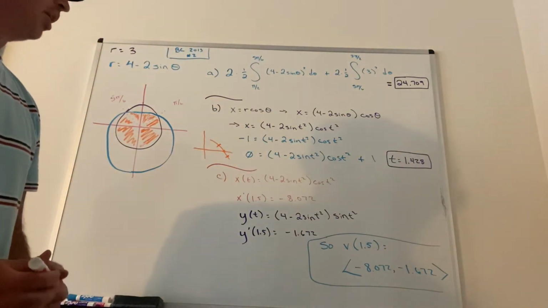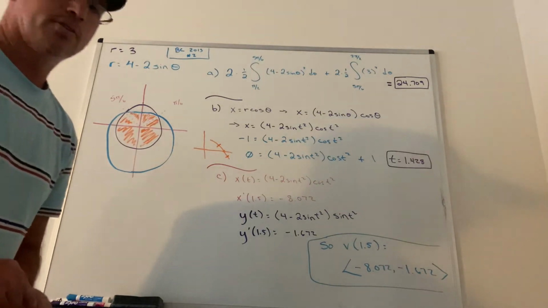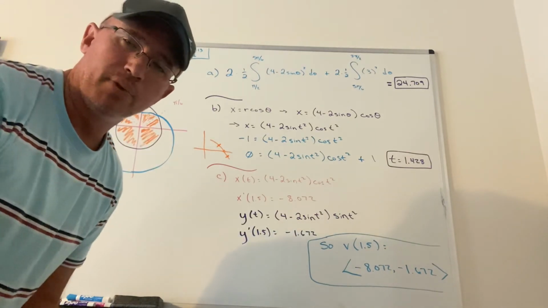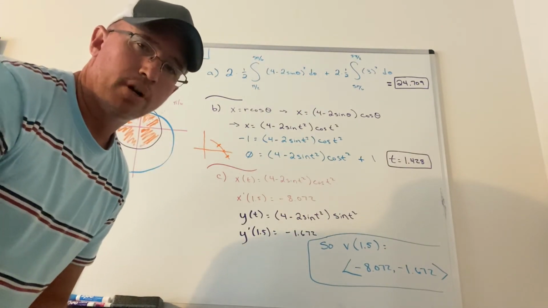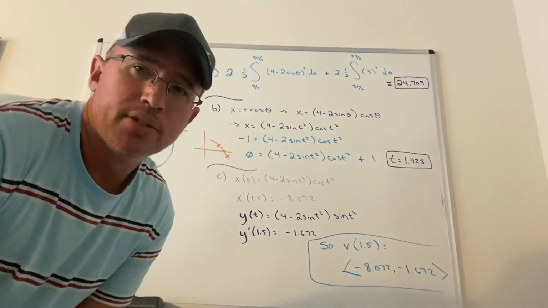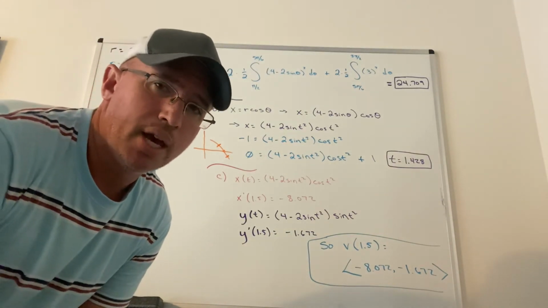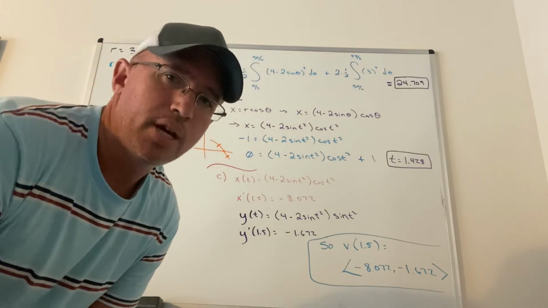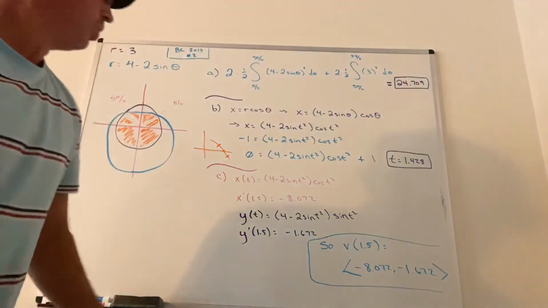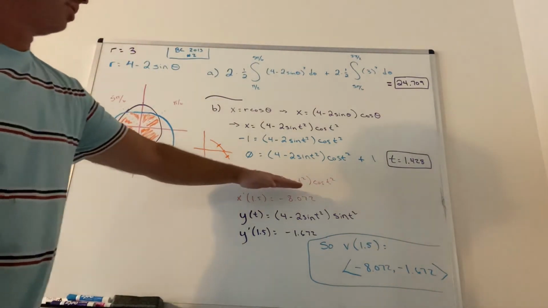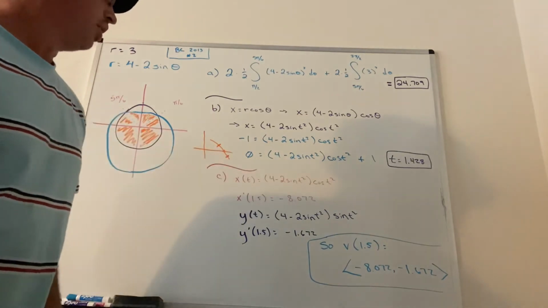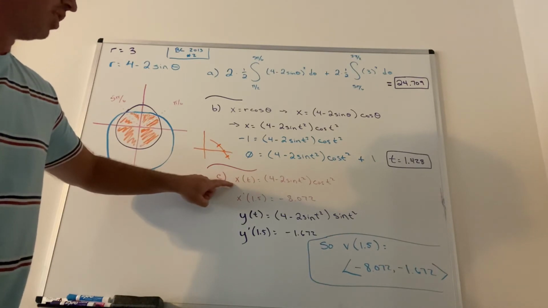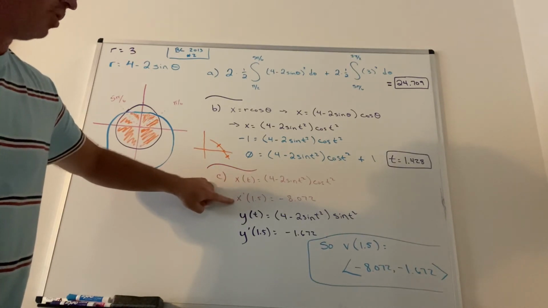Then part C says find the velocity vector for that polar curve, and again, you're replacing your theta value with t squared. Your velocity is going to have both movement in the x direction and in the y direction. So you're going to have an equation for both x in terms of t and y in terms of t. We already know that x of t is equal to this. We did it in part B. This is like x's position. If I want to know x's velocity, it's just the derivative of that. So basically x prime of 1.5.